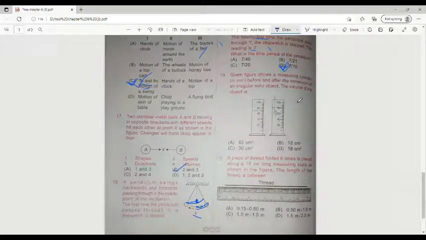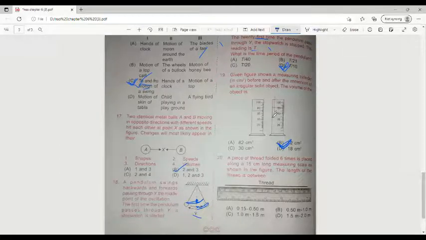Next is your question number 19. The given figure shows a measuring cylinder in centimeter cubes. So these measurements are given in centimeter cube. Before and after the immersion of an irregular solid object, the volume of the object is, so they have given two measuring cylinders. The correct answer for your question number 19 is option number B, which is 12 centimeter cube.